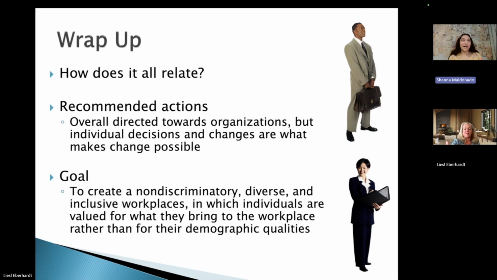So, all in all, how does it connect? How does everything come together? These recommended actions are largely directed at organizations, but it's individual decisions and individual willingness to change that actually make organizational changes possible in practice.